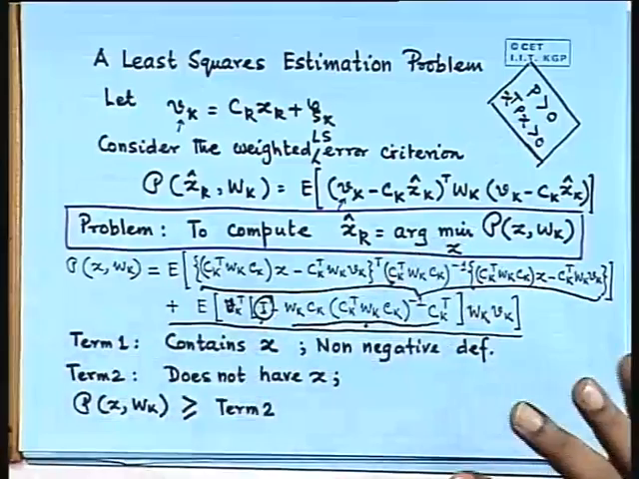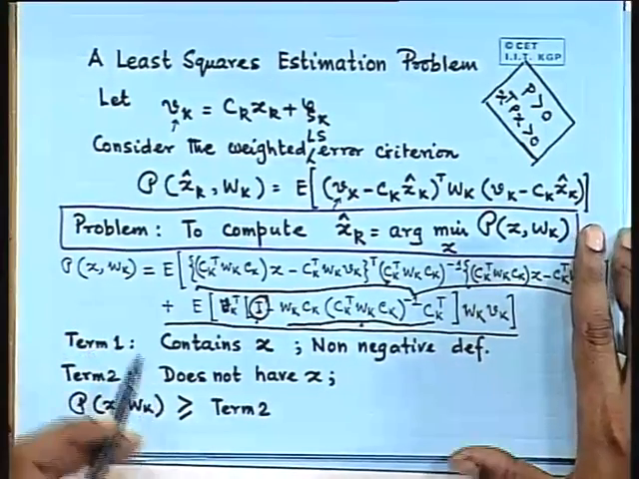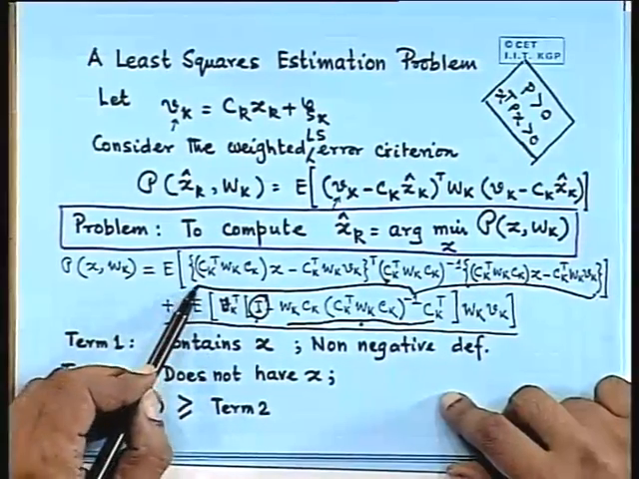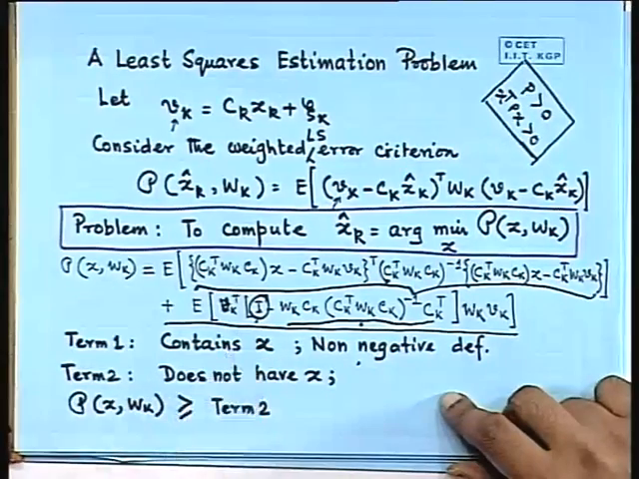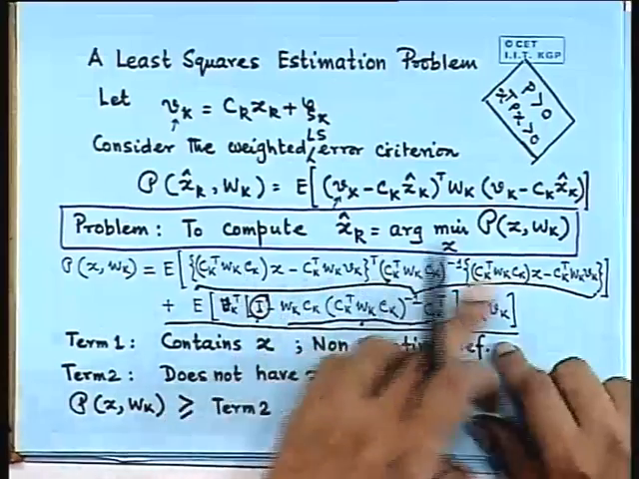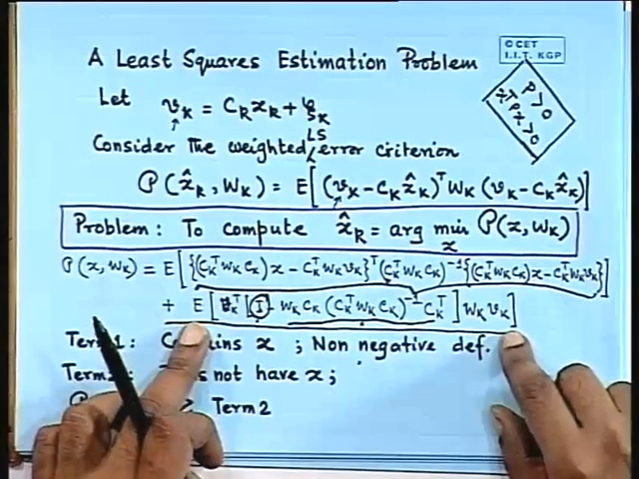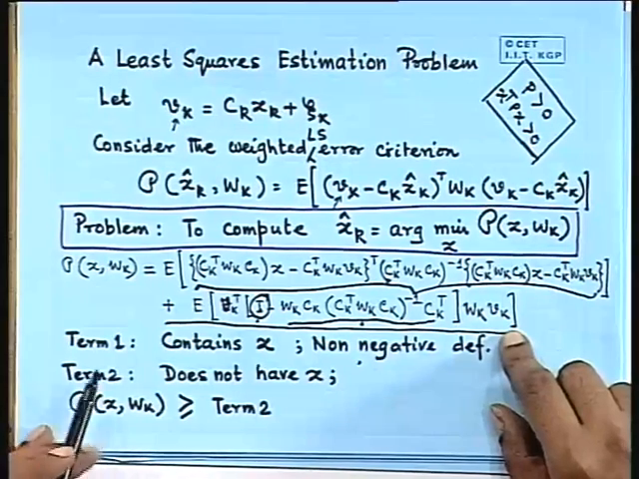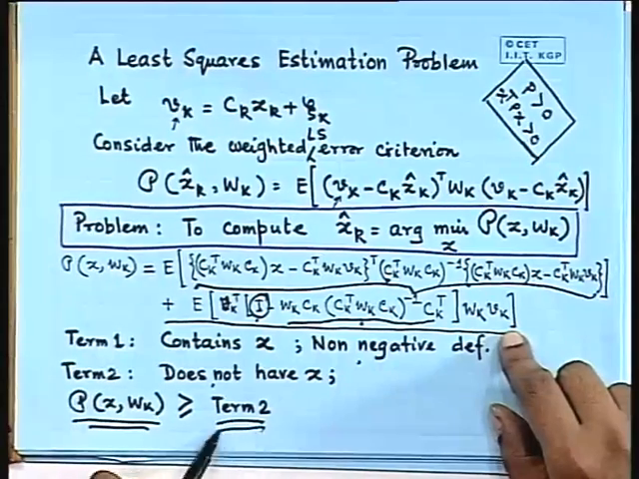You can actually multiply it out and see whether term by term it cancels. Okay, it will. So the idea is that term 1 contains x and it is non-negative definite. It can be 0. In fact, that is our solution. So this is always non-negative definite and this does not contain x. So therefore, this will always remain in the performance index. So term 2 does not have x. So therefore, this function is always greater than or equal to term 2.